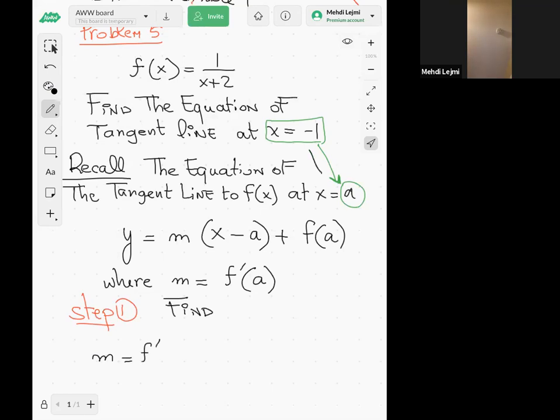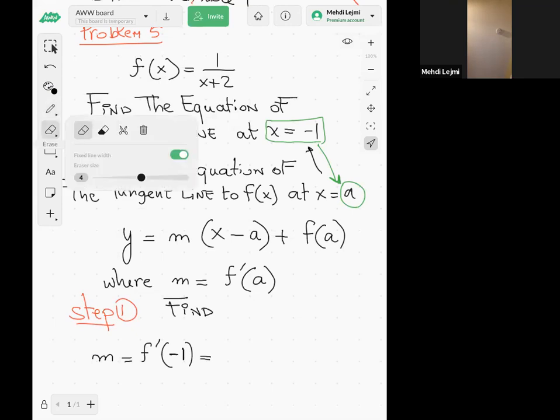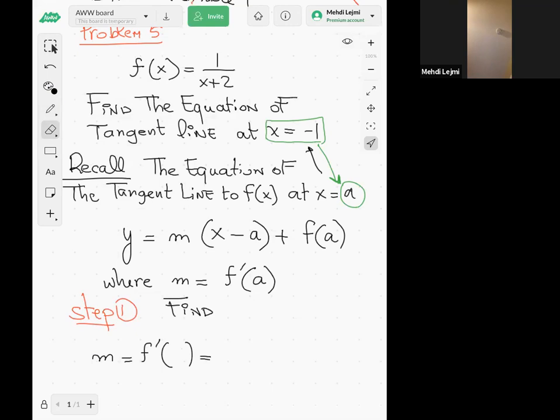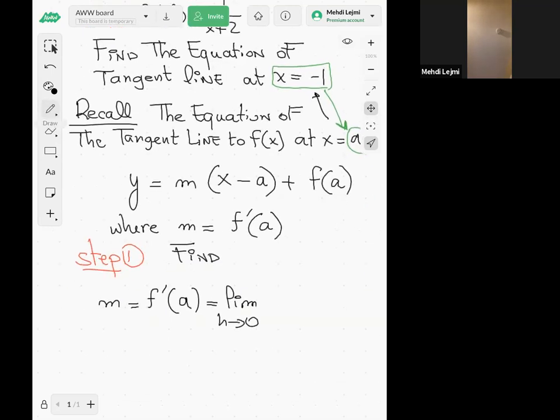A is negative 1. So that's f prime of negative 1. And then, probably I should write the general formula for m. So m is supposed to be f prime of a. So this is the definition. It's a limit, h going to 0, of f of a plus h minus f of a, over h. That's the definition of f prime of a, which is m.